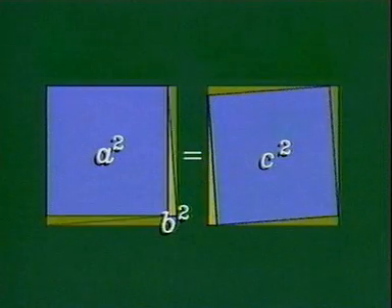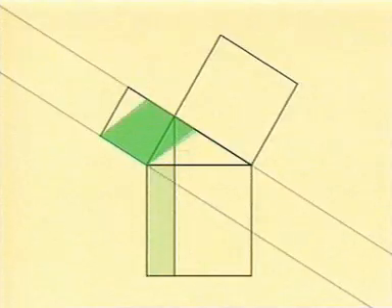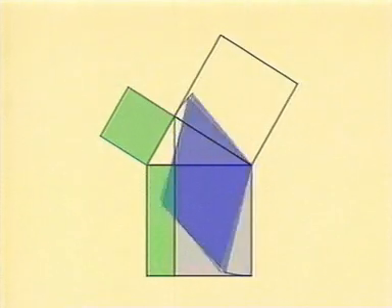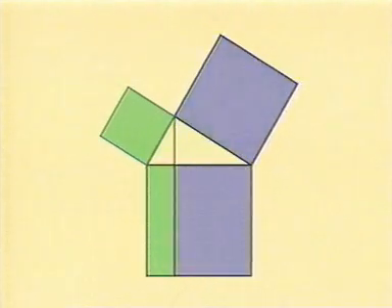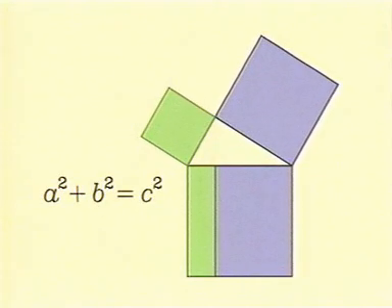Here's another proof. The area of this green region doesn't change if we shear, rotate, and shear again. The same is true for this blue region. And again we see that a squared plus b squared is indeed equal to c squared.